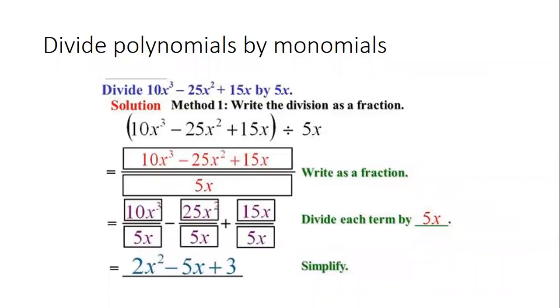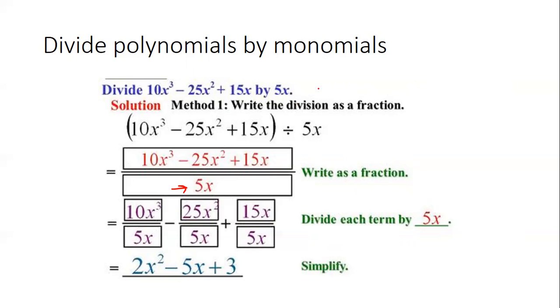So, dividing polynomials by monomials. It's very simple. When you're dividing by a monomial, which means it's a single term in the denominator, all you're going to do is create separate problems and simplify each separate problem. So notice how the 5x is applying to the 10x cubed, the 25x squared, and the 15x. So you divide each one individually by 5x, and then you simplify. Does that sound doable?